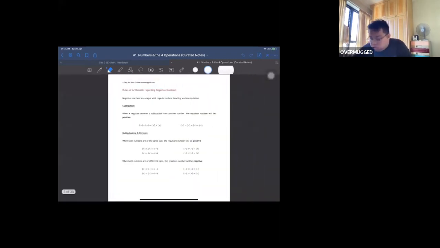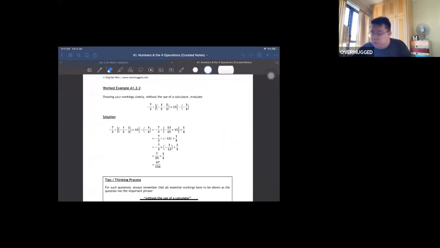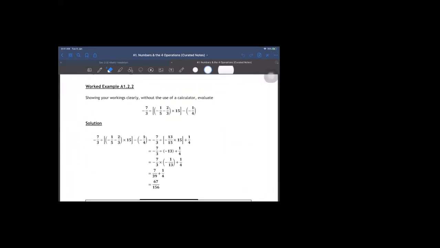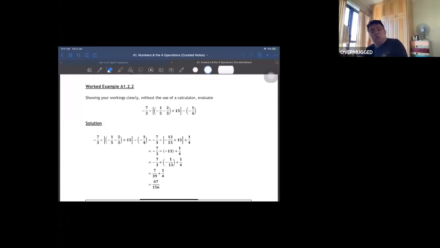Okay, this one we don't need to go through, it's too simple. So this is an example of a question that I was talking about. Showing your working clearly, without the use of a calculator, evaluate the following. So what is the definition of without the use of a calculator? Now, please don't be silly, okay? It doesn't mean you cannot use it. When they state without the use of a calculator, it just means I want working. So I'll write here for you, one, working. Okay, so all of the working must be shown.